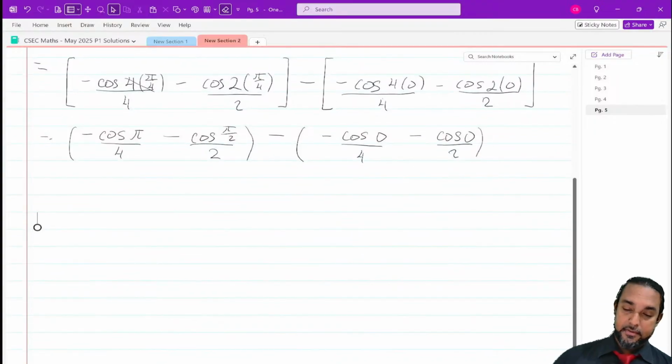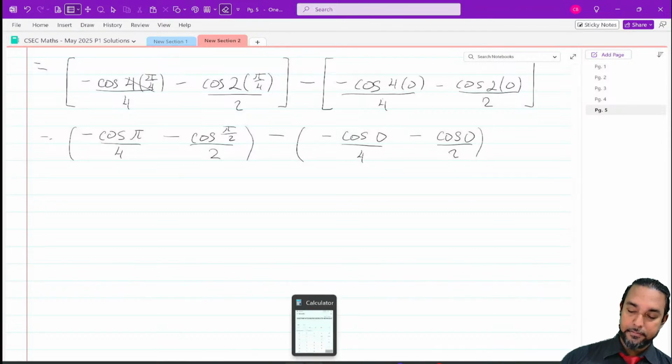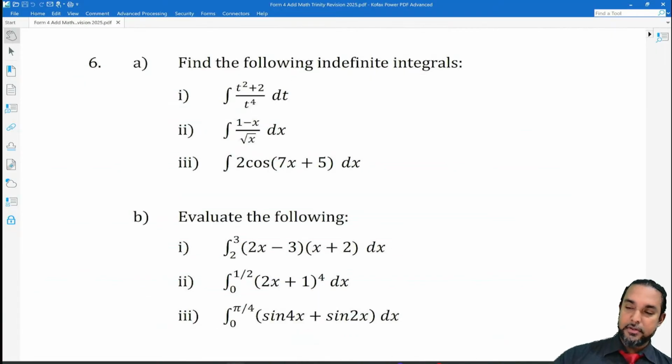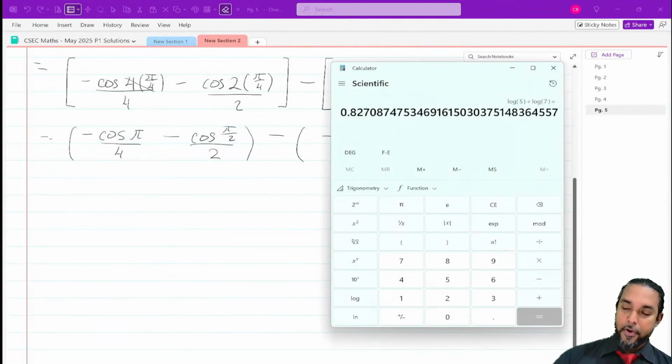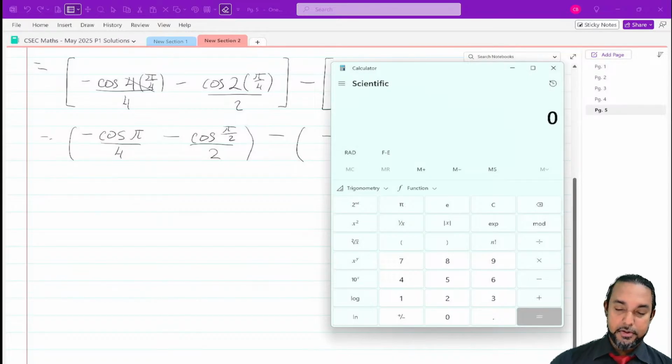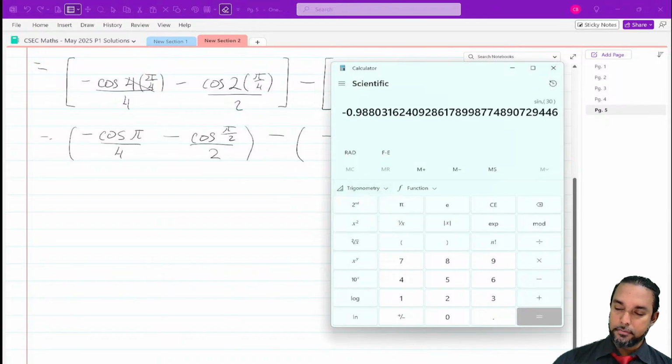Right, so they said calculators in radians. Okay. Sorry, that's not a calculator. Hello. Okay, so radians. Hold on, just now.